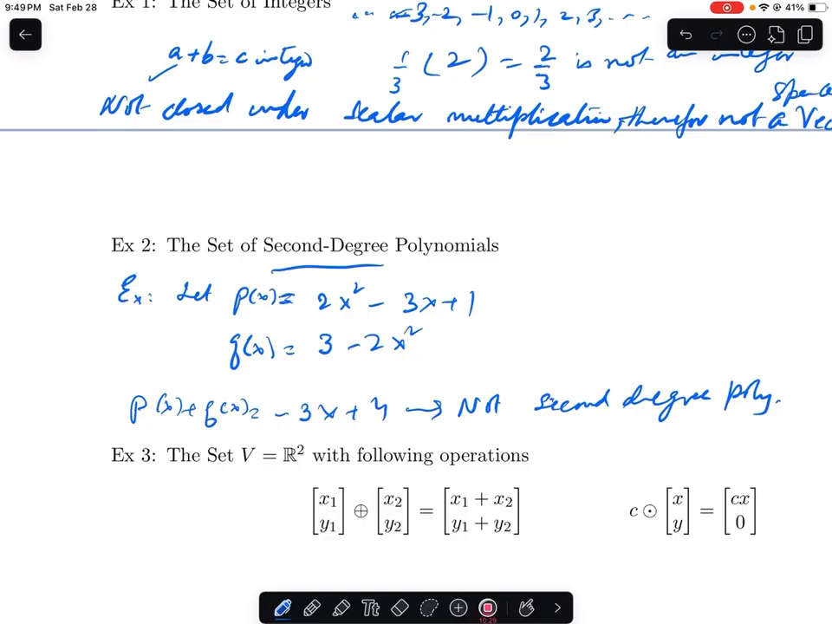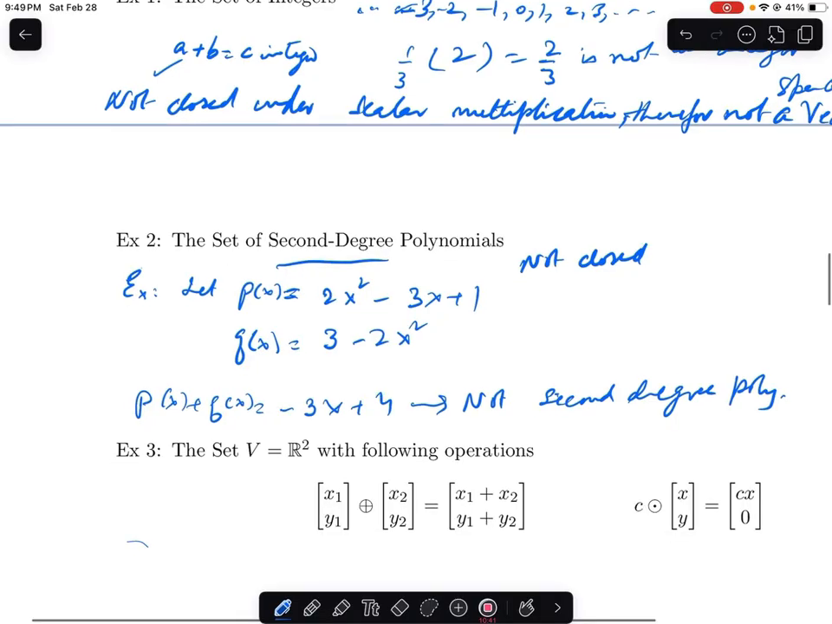So what does this mean? Addition fails. We say it is not closed under addition. Therefore, this is not a vector space.